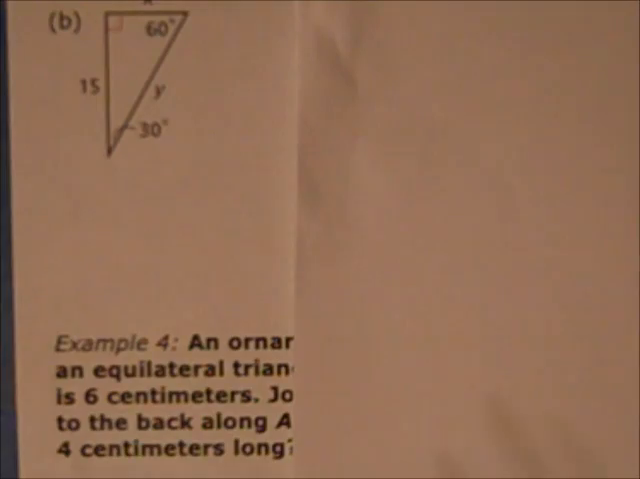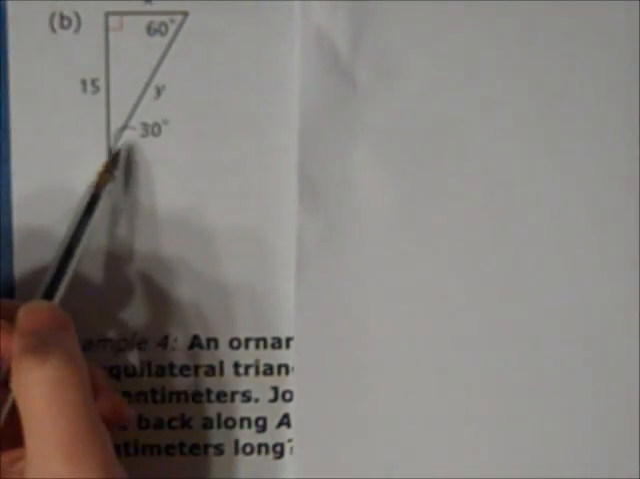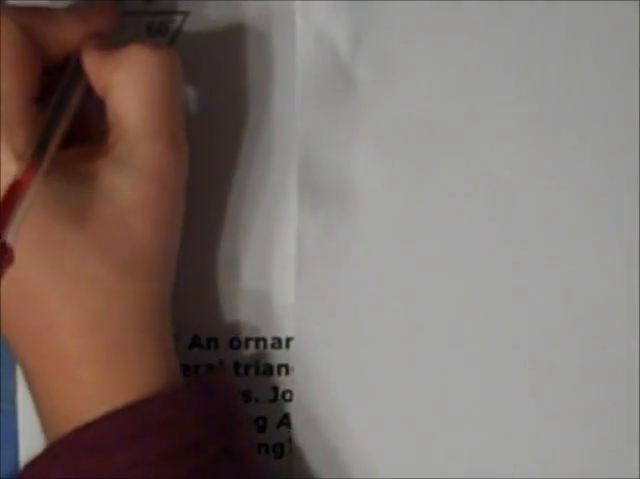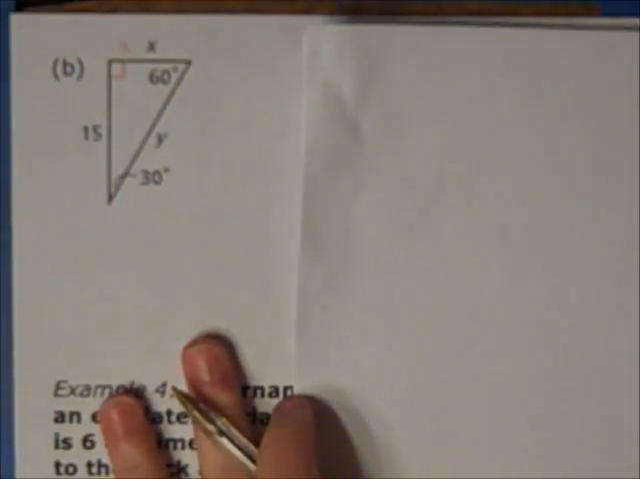Alright, give me 1 second here. Okay, let's do B. So this is a 30, 60, 90 triangle. So across from 30 goes x. Across from 60 goes x on the square root of 3, and across from 90 goes 2x. Okay, here's my equation. X on the square root of 3 is equal to 15. Divide by square root of 3. X is equal to 15 divided by the square root of 3.